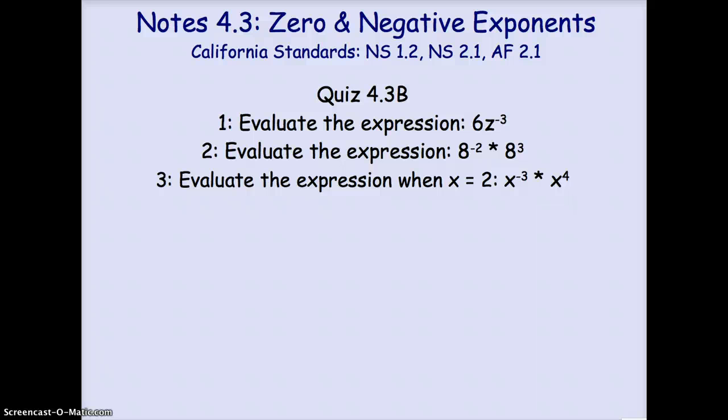Number 1, evaluate the expression 6z to the -3rd. Number 2, evaluate the expression 8 to the -2nd times 8 to the 3rd. And number 3, evaluate the expression when x equals 2. So remember, you need to plug that 2 in for x to the -3rd times x to the 4th.